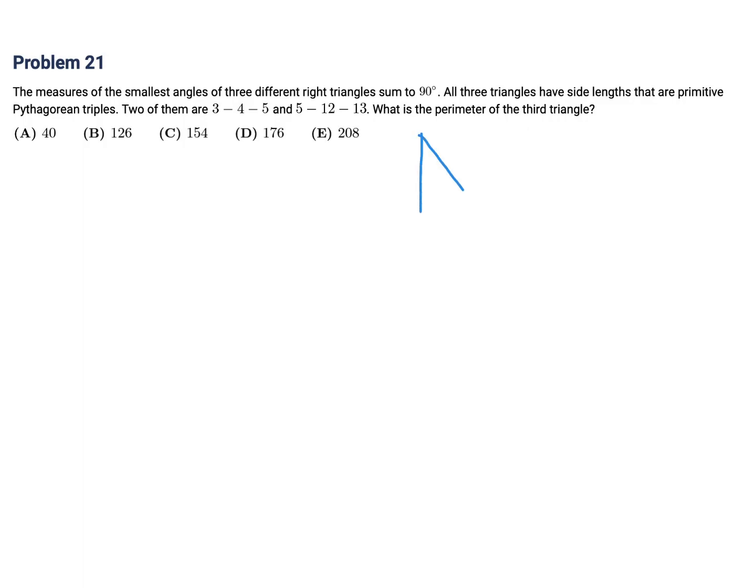Let's tackle this. So we've got one triangle, another triangle, and another triangle. The first one they're saying is a 3, 4, 5. The next one is a 5, 12, 13. And the last one, we don't know. So we have to find three angles. Let me just put them in.